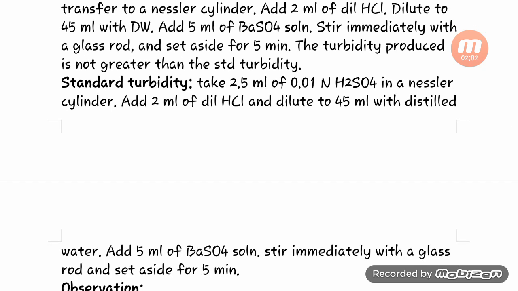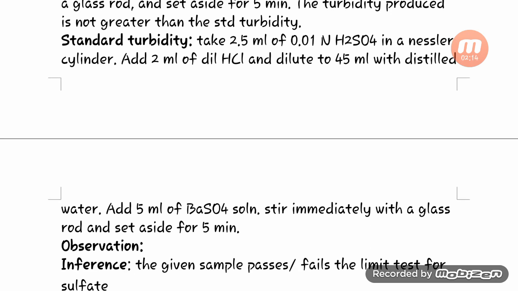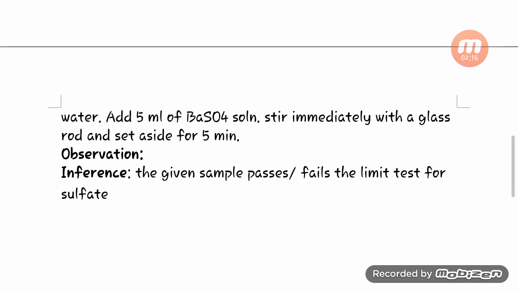For the standard turbidity, take 2.5 ml of 0.01 N H2SO4 in a Nessler cylinder. Add 2 ml of diluted HCl and dilute to 45 ml with distilled water. Add 5 ml of barium sulfate solution. Stir immediately with the glass rod and set aside for 5 minutes.